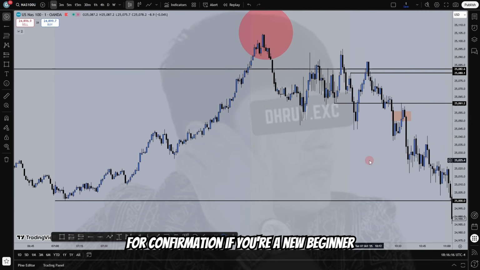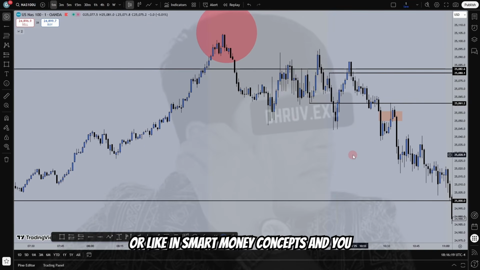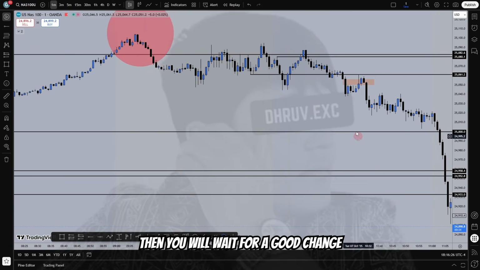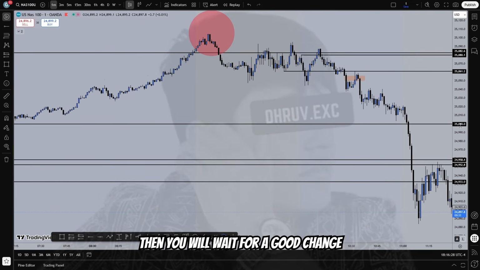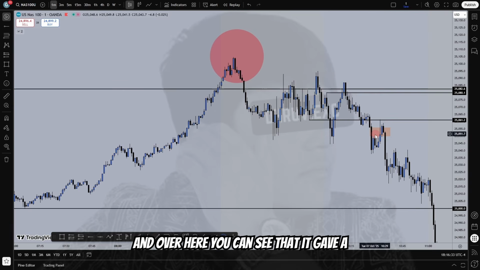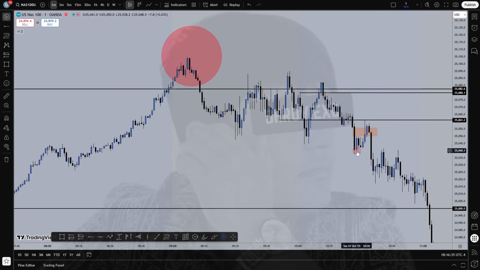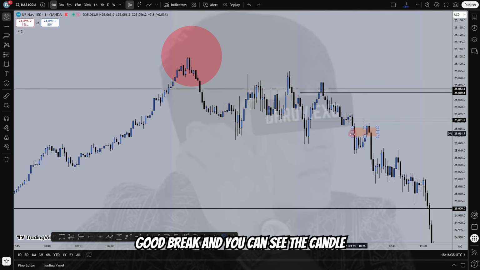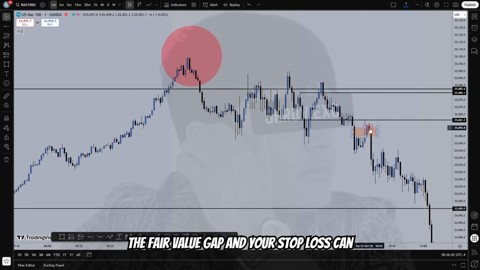Okay, that's the one way. Another way is to look for confirmation. If you're a beginner in smart money concepts and you want to see something good to risk your money, then you will wait for a good break of structure, oh sorry, the change of character and a fair value gap. And over here you can see that it gave a good break, and you can see the candle left the imbalance or fair value gap over here. Then you can take the sell from this fair value gap.